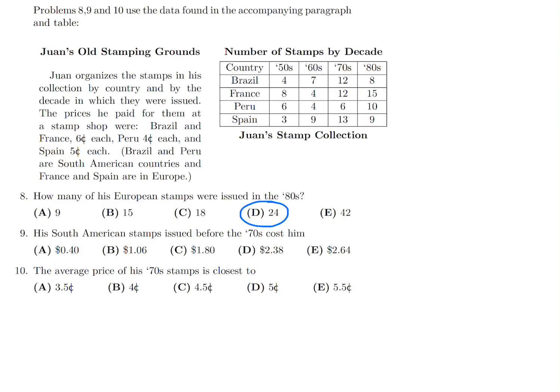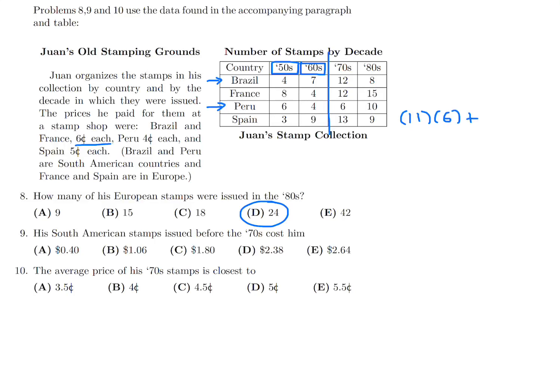His South American stamps issued before the 1970s cost him... So we're looking at before the 1970s. So we're looking at the 50s and we're looking at the 60s. And the South American countries, which are Brazil and Peru. How much did they cost? Well, how many Brazilian stamps does he have? He has 4 plus 7, which is 11 Brazilian stamps. And each stamp from Brazil cost 6 cents. Correct? Just according to the information they gave me.